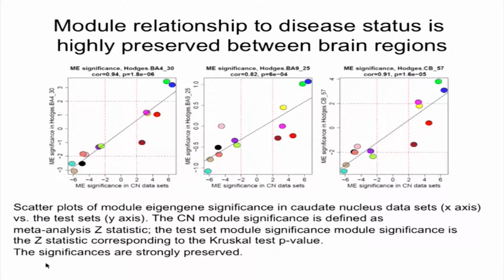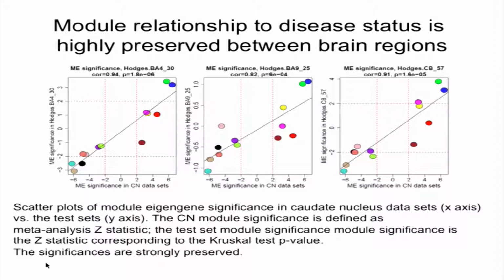You can, of course, also correlate the module eigengenes to disease status in these different brain areas. And then the story becomes more complex. So the turquoise module does relate to disease status in Brodmann area 4. Why do I know it? Because it's statistically significant. This is a z statistic, so it lies below the threshold of 0.05.